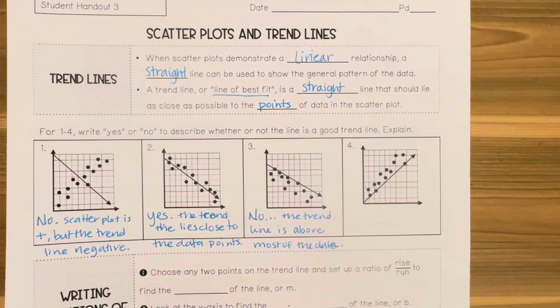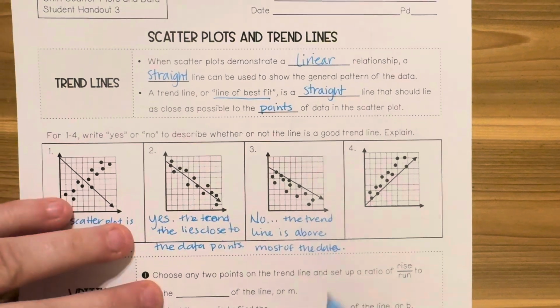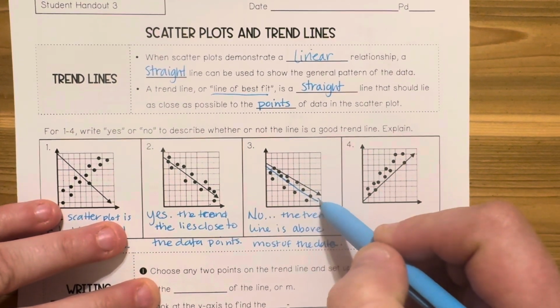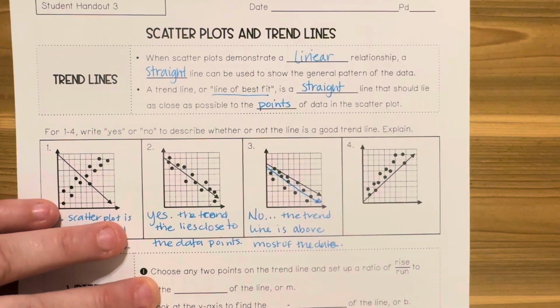Okay, so if I were going to draw a trend line here, my trend line would want to come more towards the middle of here, right? That would be a better trend line.